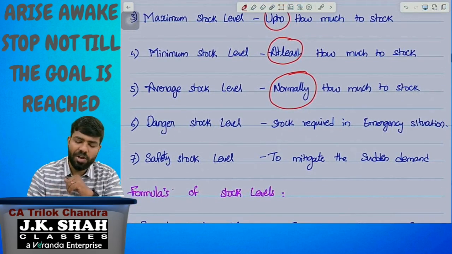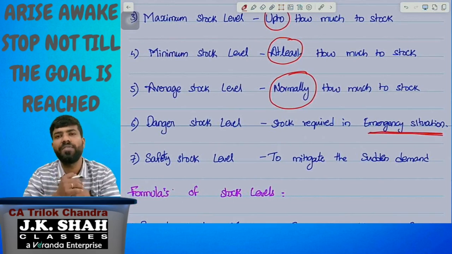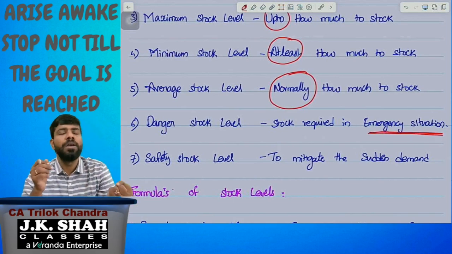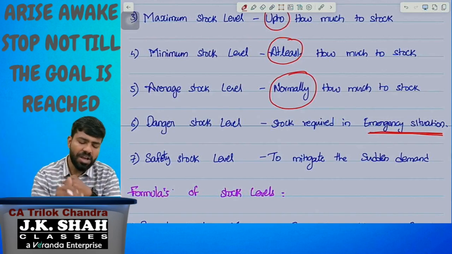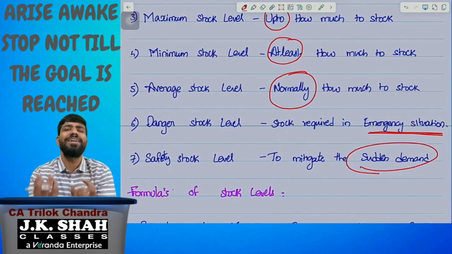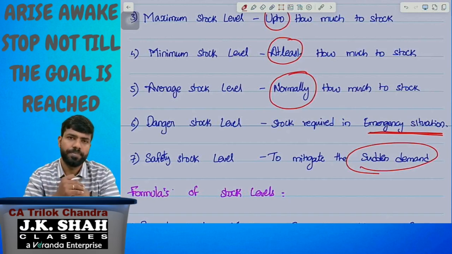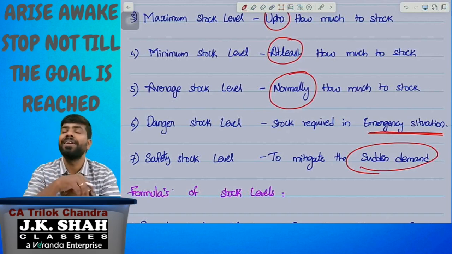When it comes to danger stock level, it is the stock required in emergency situations. Danger stock level is the stock which we maintain according to the requirement in emergency situations. At last, safety stock level is to mitigate sudden demand. We'll maintain some stock on a safety basis to encash the sudden demand in the market. There are certain situations where sudden demand can be created. In those situations, we need to maintain some safety stock to encash the demand.